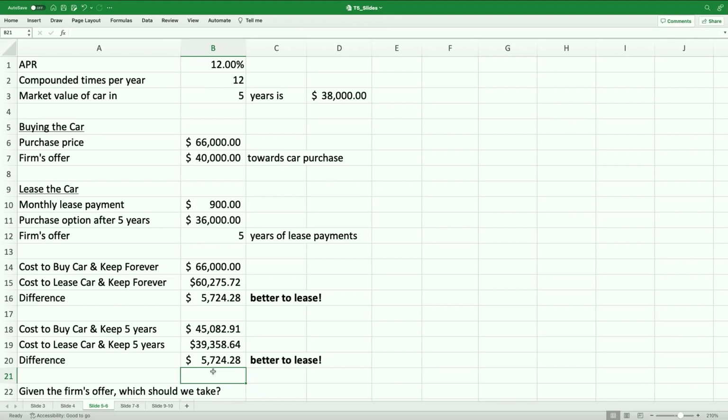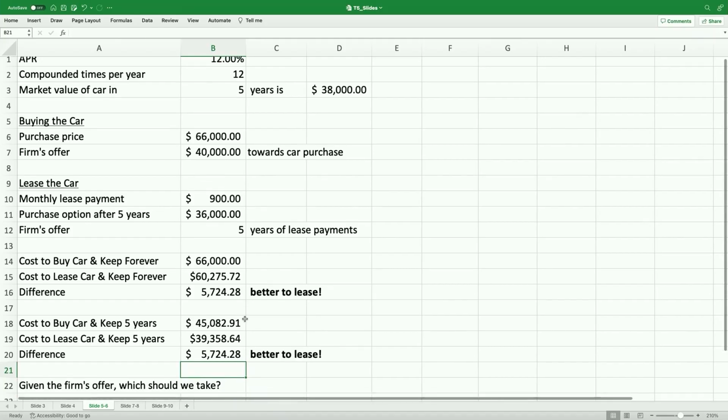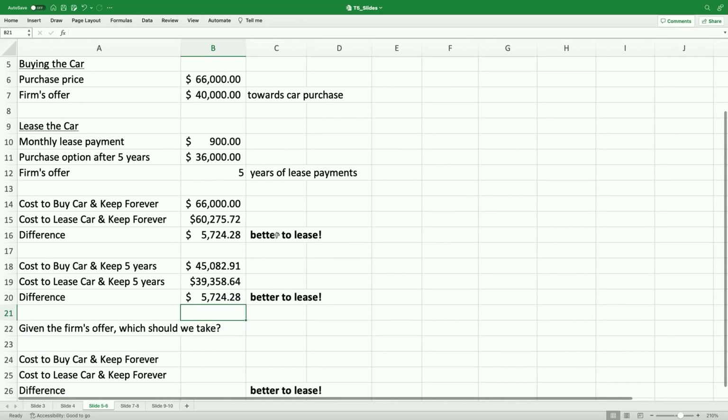It doesn't matter whether we keep the car forever or we keep it only for 5 years. The difference between buying and leasing is the same. It's invariant to our strategy. Keeping it forever, keeping it for 5 years does not matter. Okay, so given these numbers, in this scenario, it's better to lease.